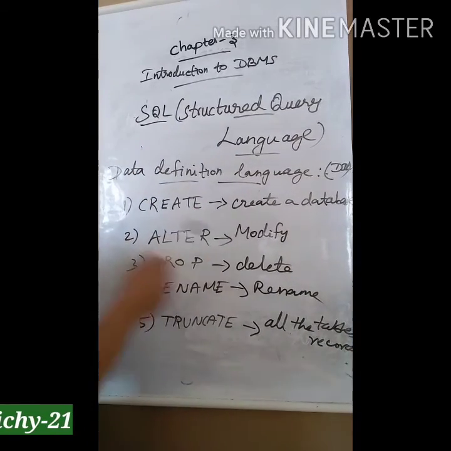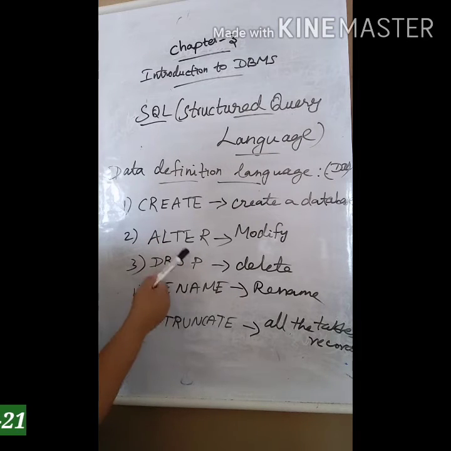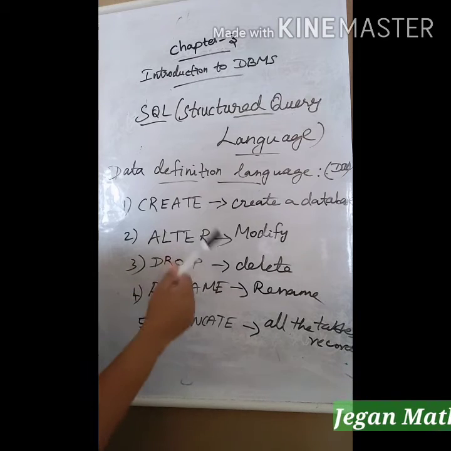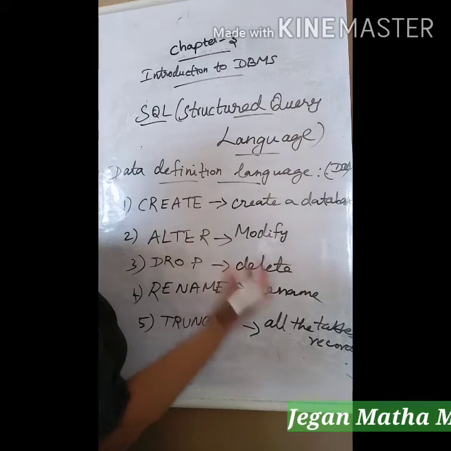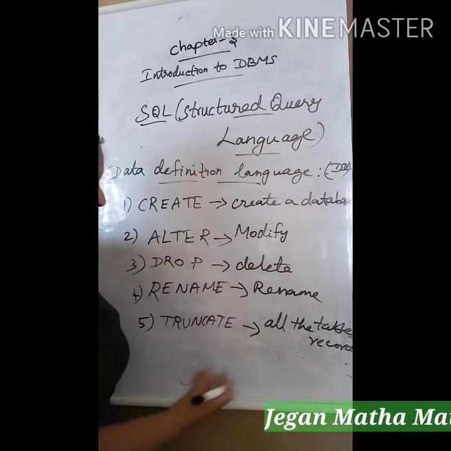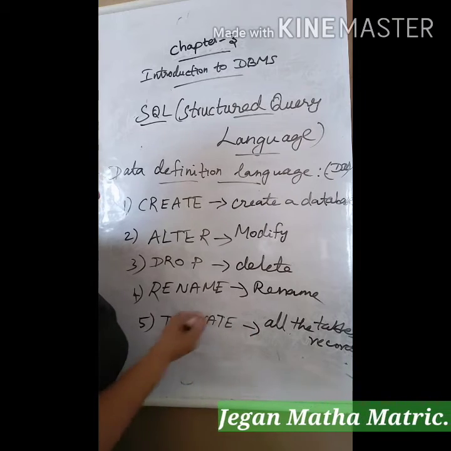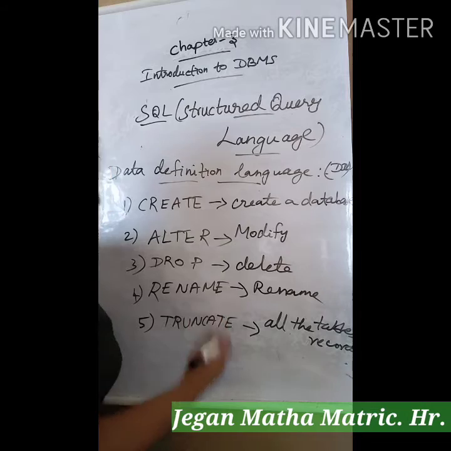So DDL, data definition language, has 5 commands: create, alter, drop, rename, truncate. Create means to create a new database. Alter is to modify something. Drop means delete a database. Rename the existing database, and to delete all the table records we use the truncate command.